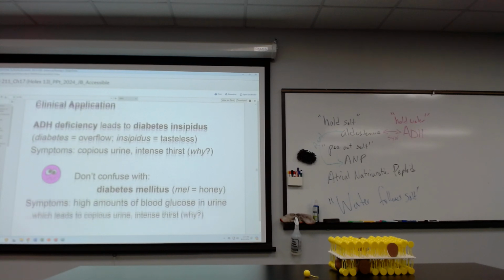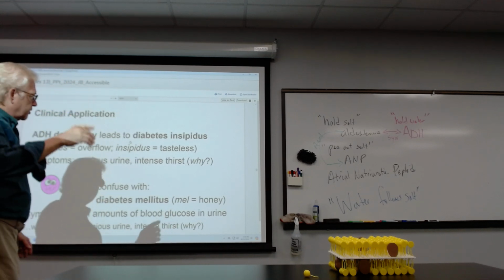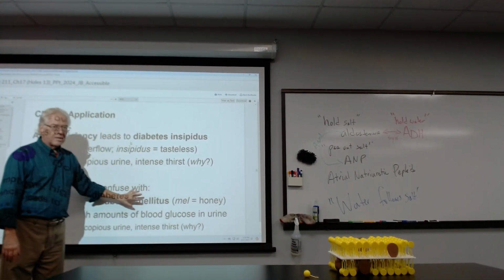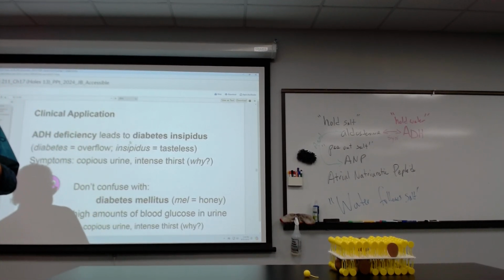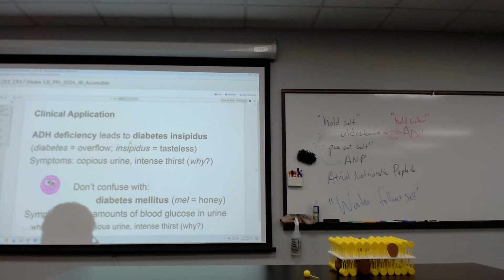Alrighty, let's see. This is a good one. Two kinds of diabetes. Is that one of your study guide things? Yep. Sure is. Diabetes insipidus, diabetes mellitus. And that's why when you go through your clinical rounds and you go to nursing school, don't just say, oh, my patient has diabetes, because it's two kinds.